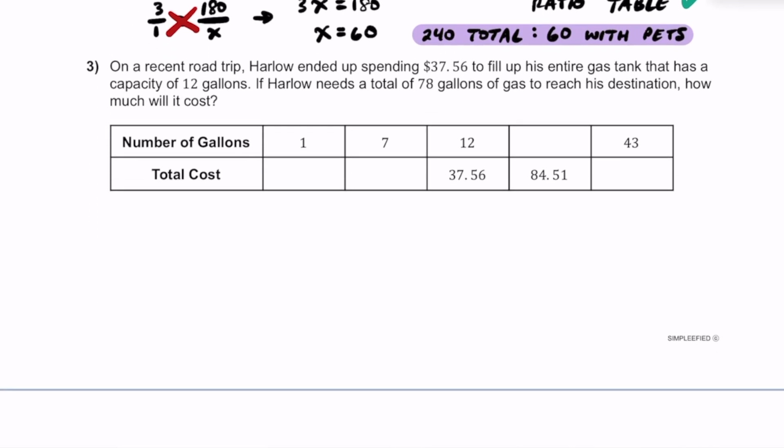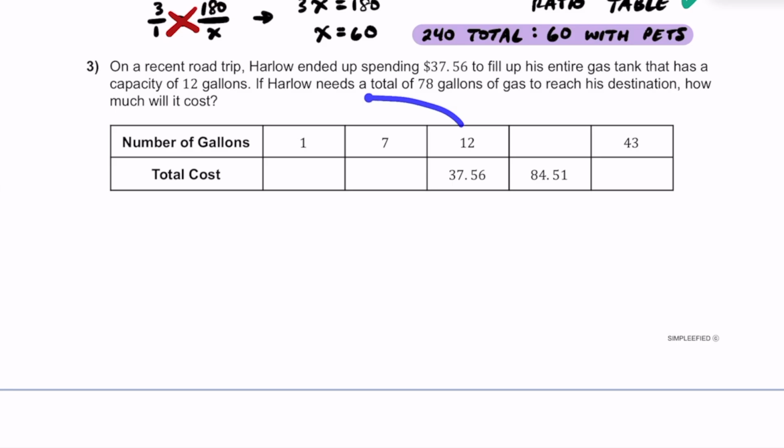In this one, it says, on a recent road trip, Harlow ended up spending $37.56 to fill up his entire tank of gas that has a capacity or can hold 12 gallons. Harlow needs a total of 78 gallons of gas to reach his destination. How much will it cost? So you can see here that the 12 gallons for $37.56 is right here. I think the easiest thing to do here is to maybe fill in this first box over here.